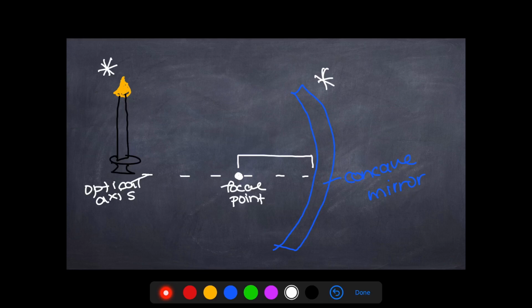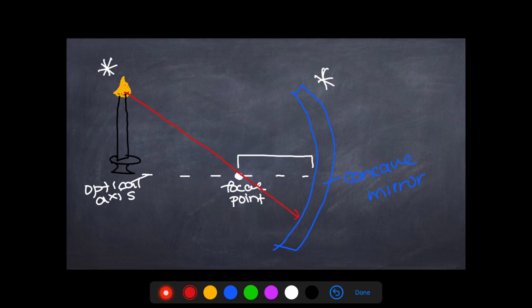So we're good. In this case, if I take one ray, let's call this ray A, I'm going to draw it coming from the flame of my candle. And let's do a different color. I'm going to draw it from the flame of my candle, and it's going to go through my focal point, and it's going to hit my concave mirror.